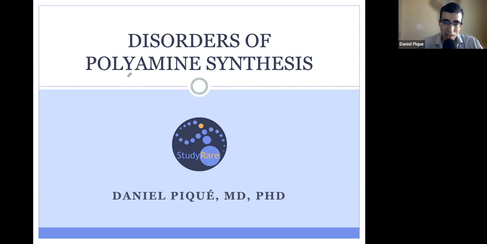Today we'll be talking about the two main disorders of polyamine synthesis. We'll also talk about what polyamines are, as well as how they're made. So polyamines, as the name implies, consist of poly or multiple amine or nitrogen-containing groups. So these are molecules that contain multiple nitrogen groups.